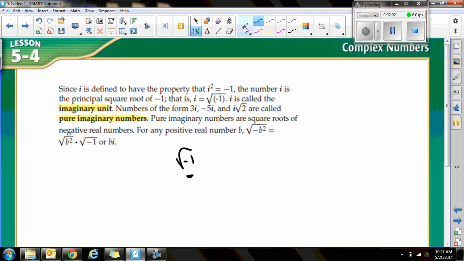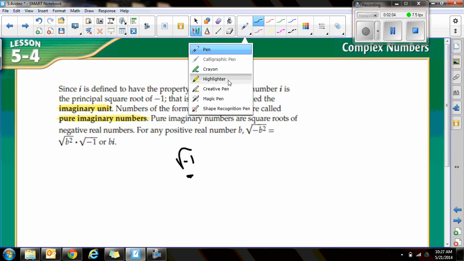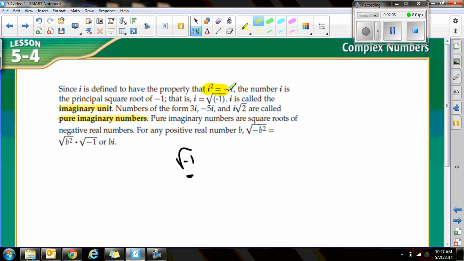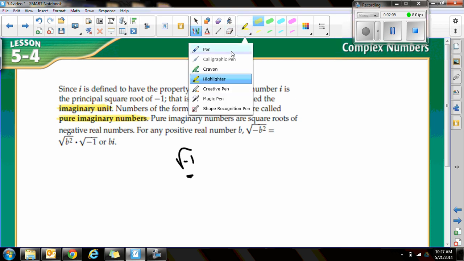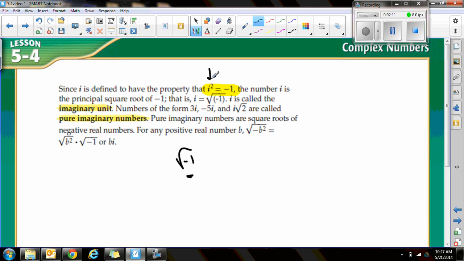So, i, the imaginary number. Yes, i is a number, not in fact just a letter. So the imaginary number i is defined as i squared equals negative 1. This i is the principal square root of negative 1. That means i actually is the square root of negative 1, and hence i does have a number.